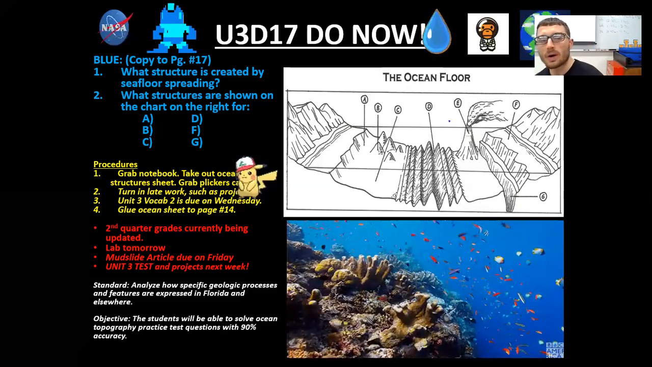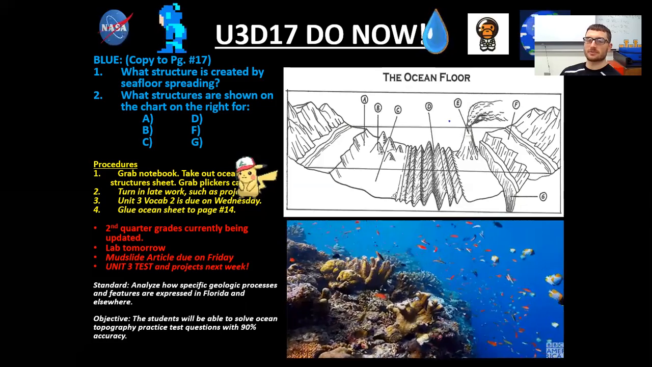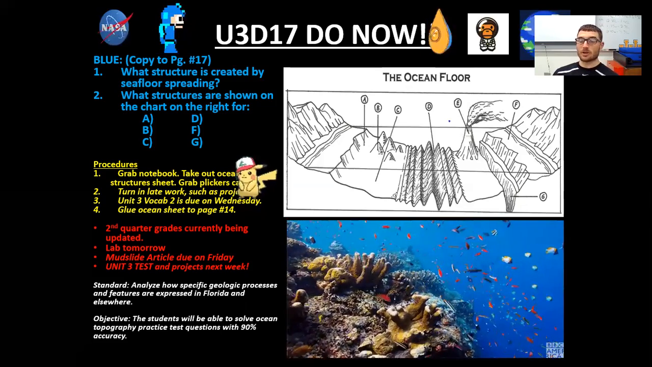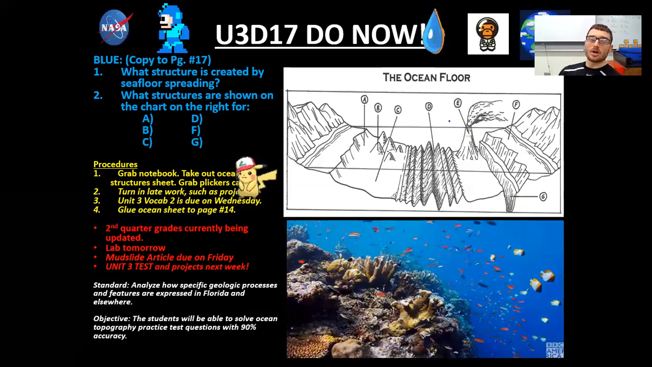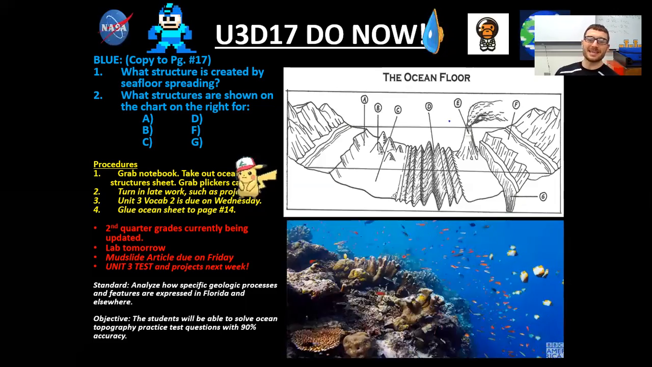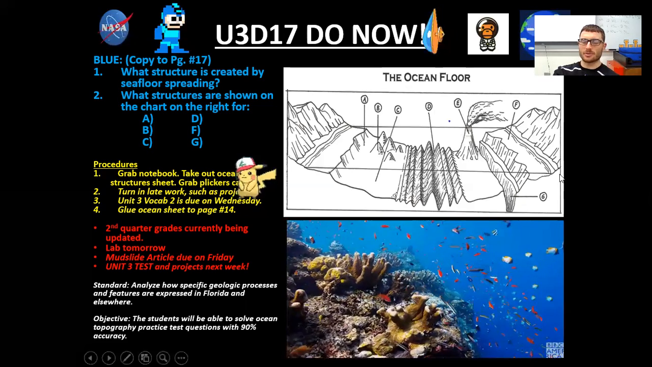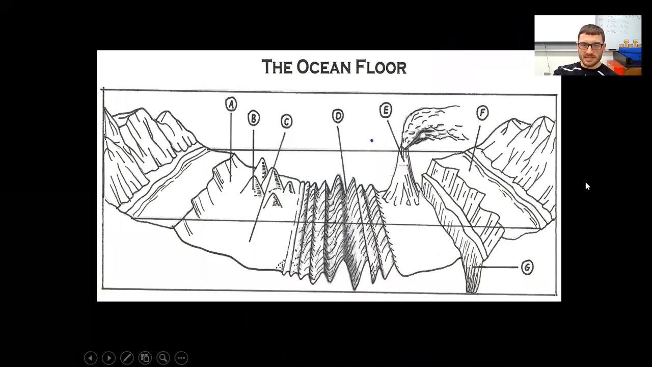Number one, what structures are created by seafloor spreading? Look at all the structures we talked about. And then two, what structures are shown on the chart on the right for A, B, C, D, F, and G? We're going to skip letter E because we didn't go over underwater volcanoes. We're going to skip that, okay? So we see that there.